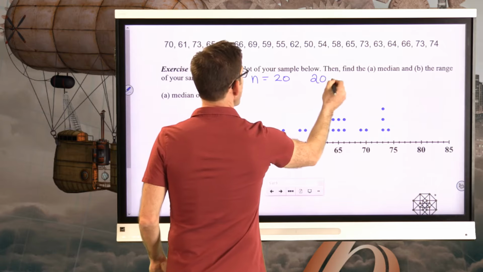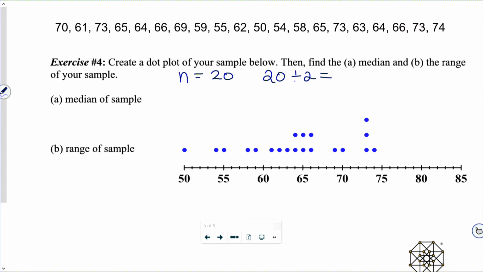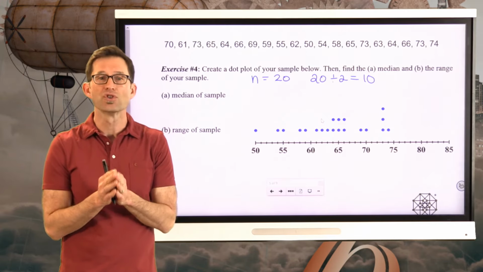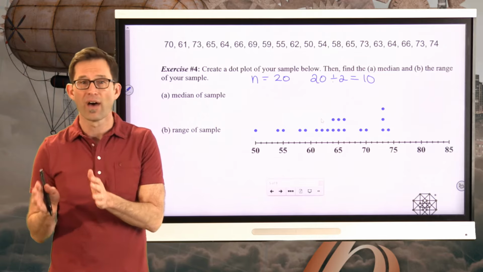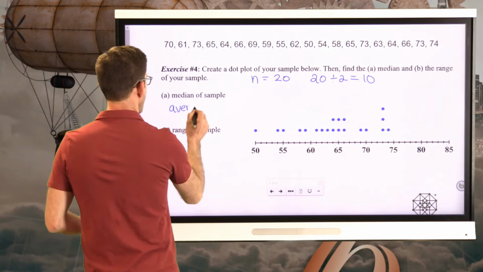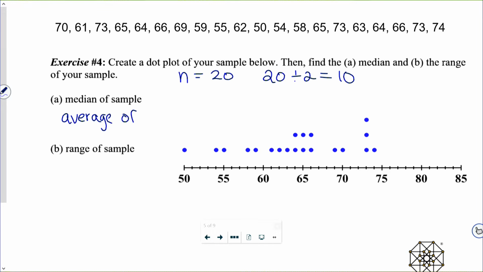So if I take 20 and I divide by 2, I obviously get 10. Now think about this for a minute. That means that the median is actually going to be the average of the 10th and the 11th value, right? So the median is going to be the average of the 10th and 11th values.